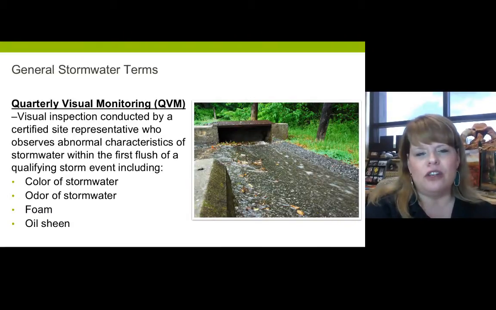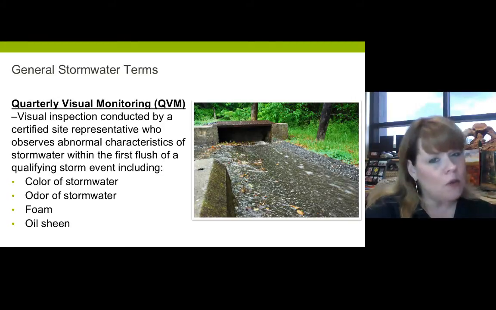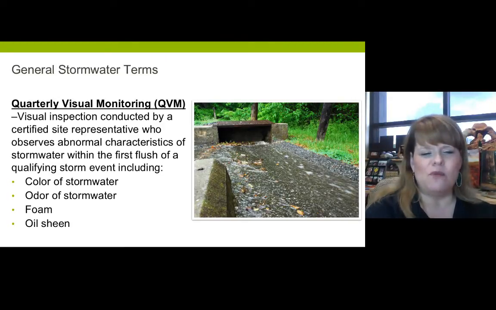Quarterly visual monitoring, known as QVM. This is strictly an industrial inspection for industrial regulated stormwater sites. And it's a visual inspection conducted by a certified site operator or representative who observes abnormal characteristics of the stormwater during or within the first flush of the qualifying storm event.